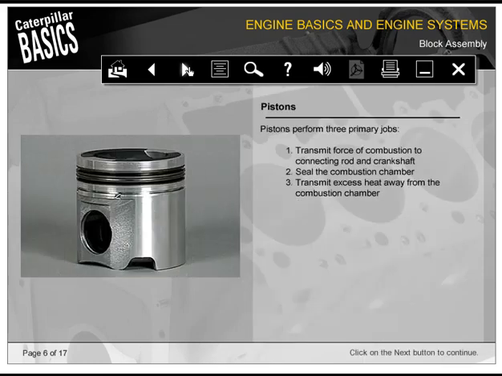Pistons perform 3 primary jobs. They transmit force of combustion to the connecting rod and crankshaft. They seal the combustion chamber, and they transmit excess heat away from the combustion chamber.